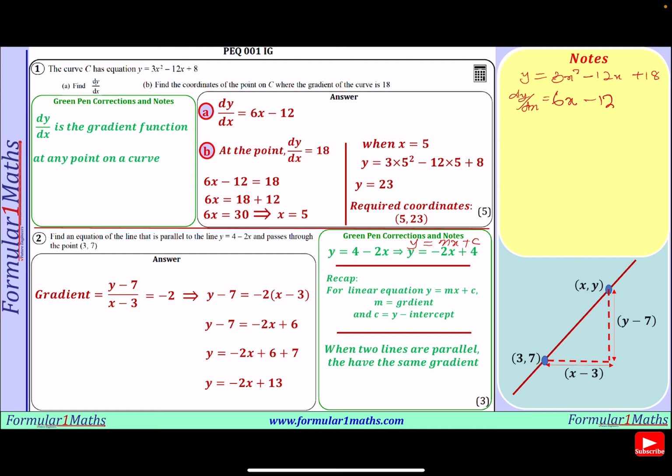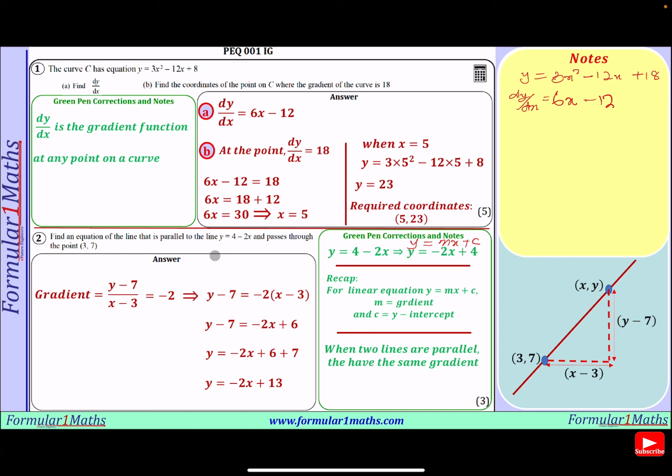Please note that in the exams, when I solve a question like that, you don't need to do all this drawing here. I did that to explain the reasoning behind this method of solving for the equation of the line. You don't need to do that in the exam. Just remember that the gradient is y minus 7 over x minus 3.